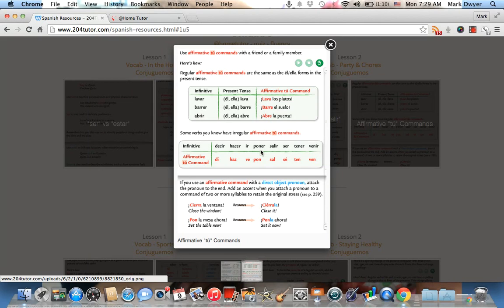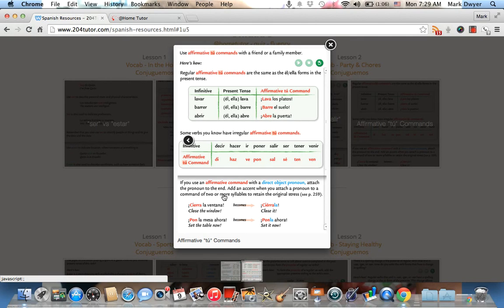If you want someone to set the table or to put something somewhere, you say pon. Salir is to go out. If you wanted someone to leave or go out, you would say sal. Ser means to be. If you want someone to be nice, you'd say sé simpático, be nice. Tener, if you wanted someone, for instance, to be careful, you'd say ten cuidado, be careful, have care. And venir, if you want someone to come here, you'd say ven aquí, come here.